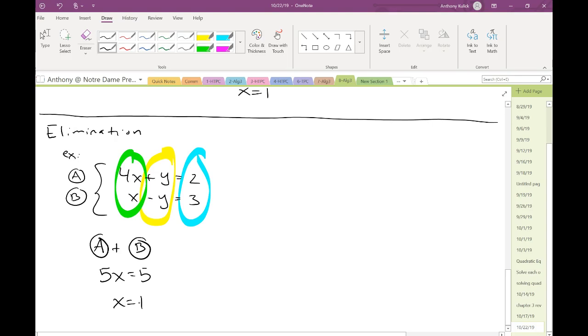And then how do I get the value or the equation for y? Plug it back in. Does it matter where I plug it into? No. So maybe I'll just plug it back into equation A. And when I subtract 4 from both sides, I get negative 2. So I have the solution 1, negative 2.